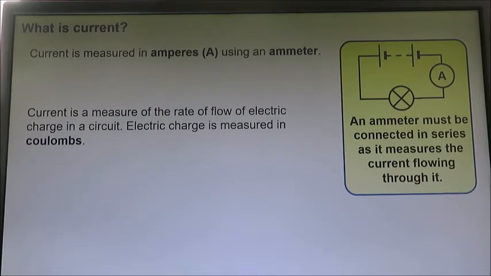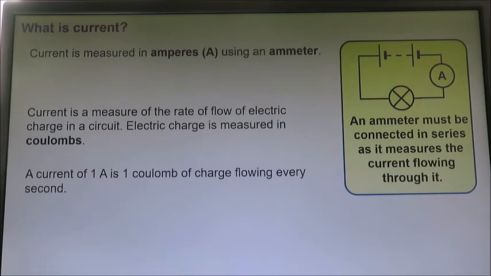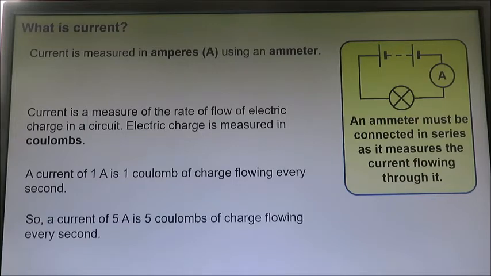Now, as the electrons flow, they're all carrying a little bit of negative charge, and current is actually a measure of how quickly those electrons are flowing around the circuit. And we measure charge in a unit called coulombs. 1 amp of current is the equivalent of 1 coulomb of charge flowing every second. Okay, so by the same idea, 5 amps is 5 coulombs of charge flowing every second.